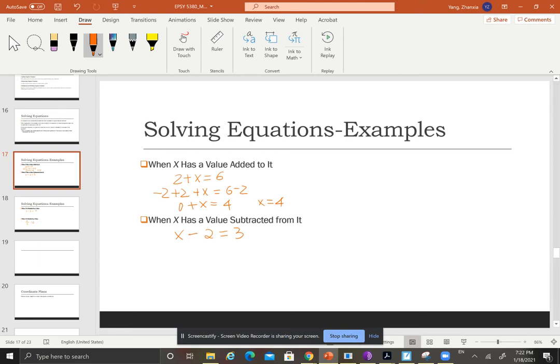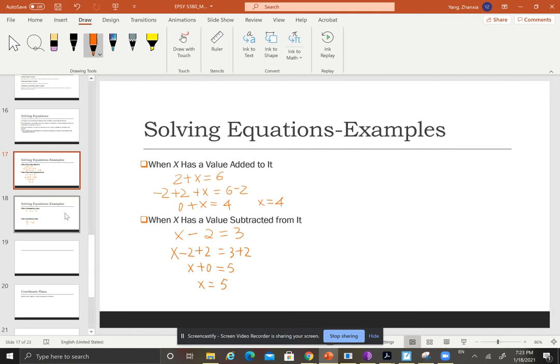Okay, so another example is that x has a value subtracted from it. x subtract 2 equals 3. So in this case, again, addition and subtraction are inverse operations. To cancel out the subtraction, we can add the value back, making sure to do it on both sides. So I'm just going to add 2 on both sides. This will give me x plus 0 equals 5. That is, x equals 5.